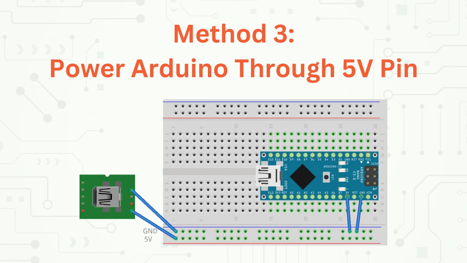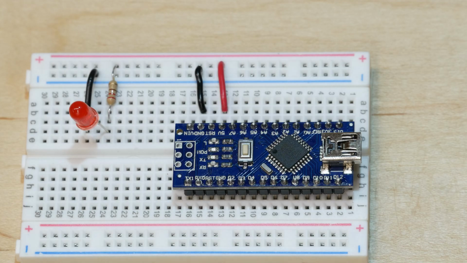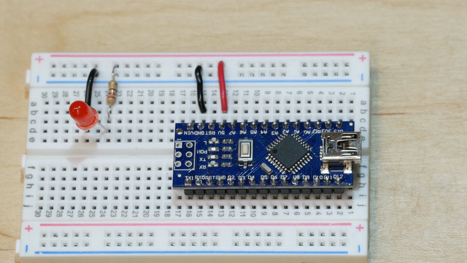Let's move on to a slightly more advanced but more flexible method of powering your Arduino. Using an external 5-volt power supply connected directly to the Arduino's 5-volt pin. This allows us to bypass the Arduino's voltage regulator and allows us to supply the Arduino directly from our own 5-volt power source. Here's an example that may seem familiar from our first demo, but it's slightly different.